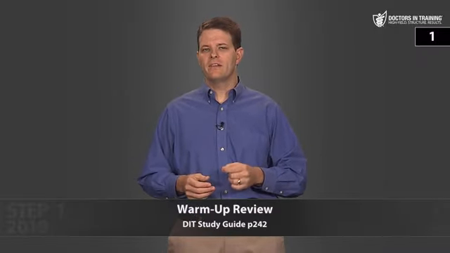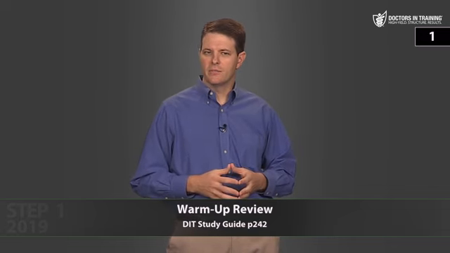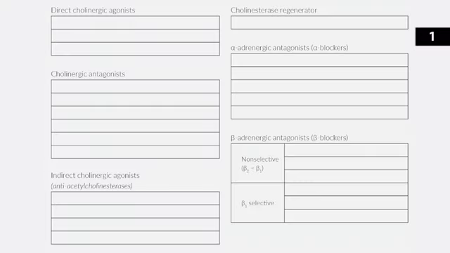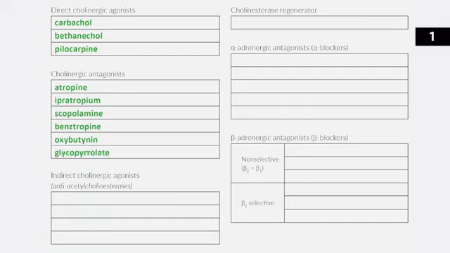Let's go over the warm-up. The question asks you to categorize all these different drugs, which is definitely high yield. So the direct cholinergic agonists include carbachol, bethanechol, and pilocarpine. Then the cholinergic antagonists are atropine, ipratropium, scopolamine, benztropine, oxybutynin, and glycopyrrolate.